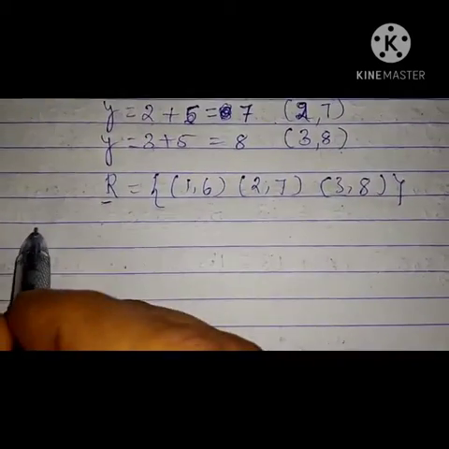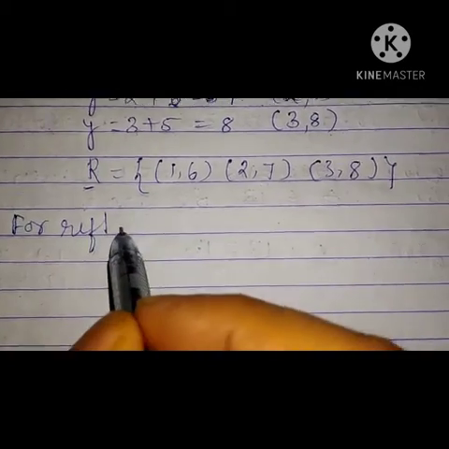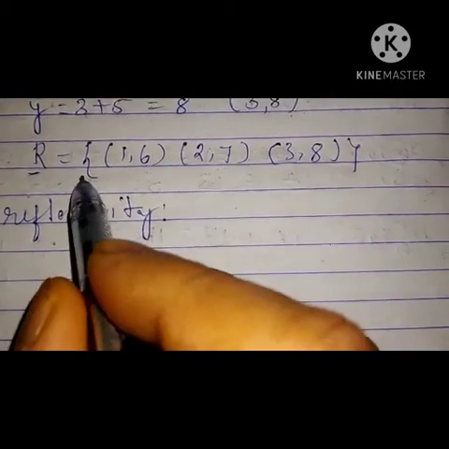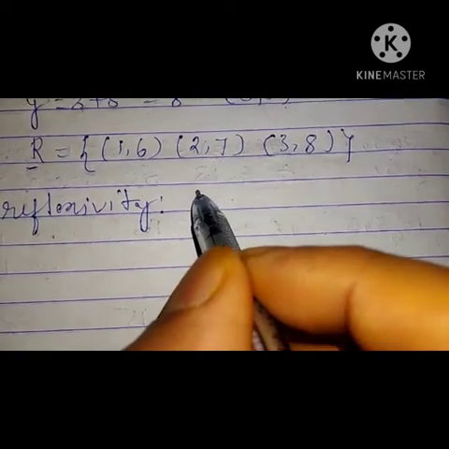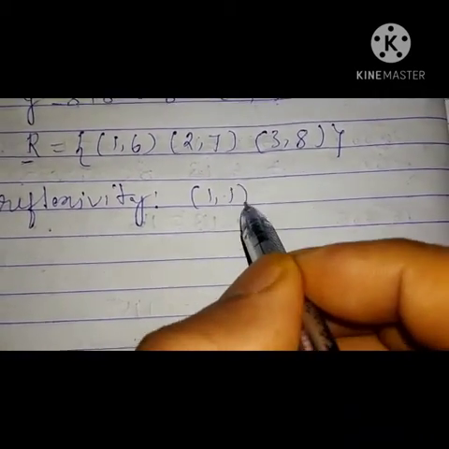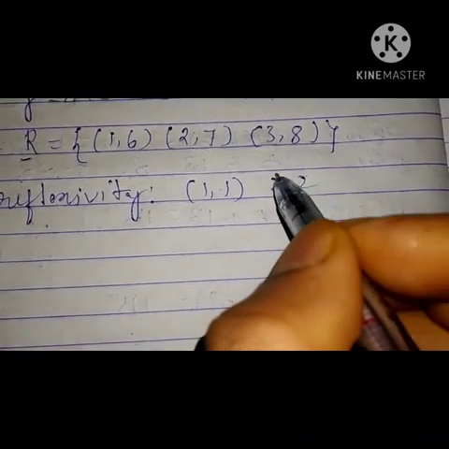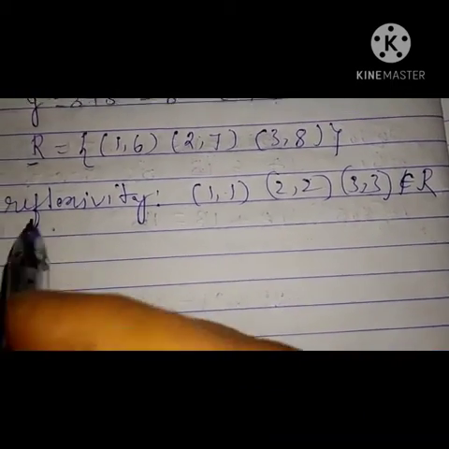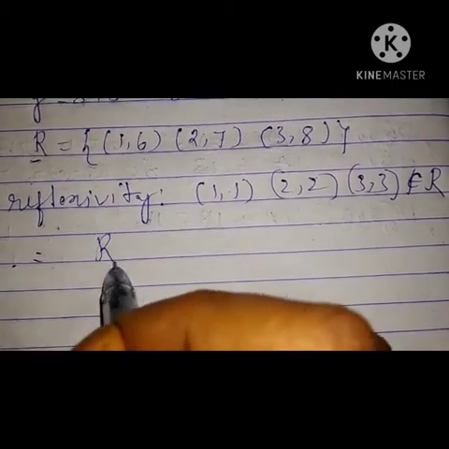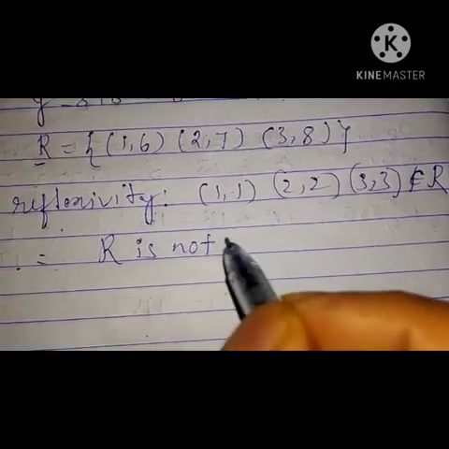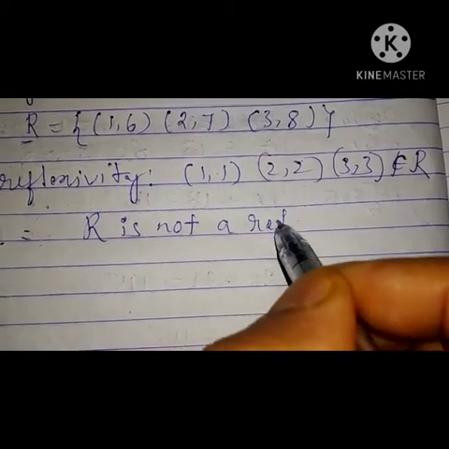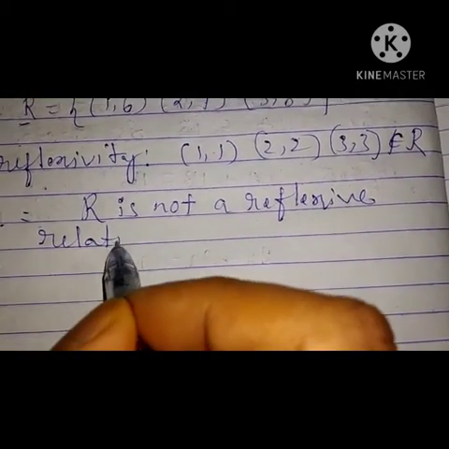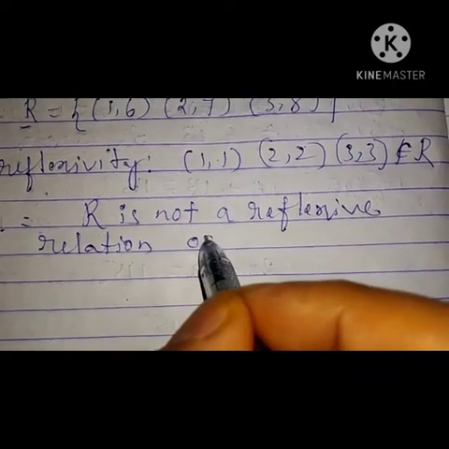For reflexivity, we observe that such ordered pairs, meaning (1, 1), (2, 2), (3, 3), do not belong to R. Therefore R is not a reflexive relation on N.